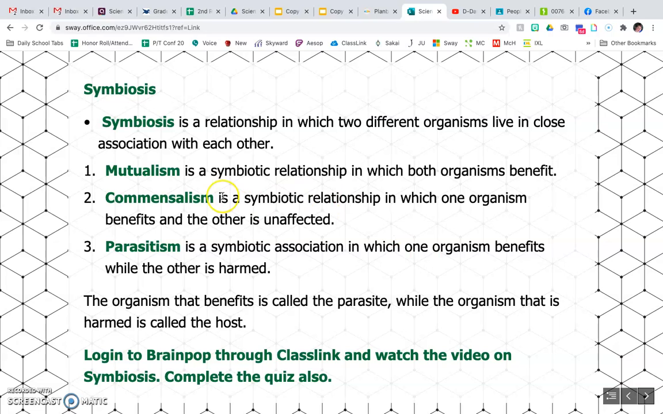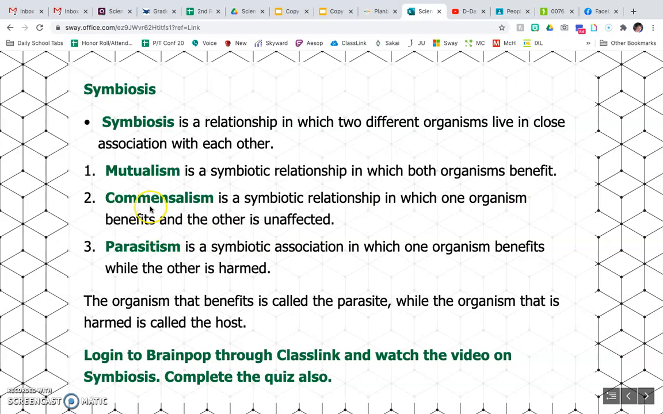And then let's go to mutualism. Have you ever heard anyone say, the feeling is mutual? That means you both believe the same way. So mutualism is a symbiotic relationship in which both organisms benefit. So it's mutually beneficial. They both get something good from that relationship. So parasitism, remember, one got something good, one something bad. Mutualism, they both get something good.